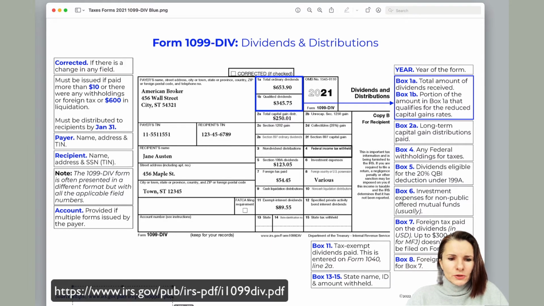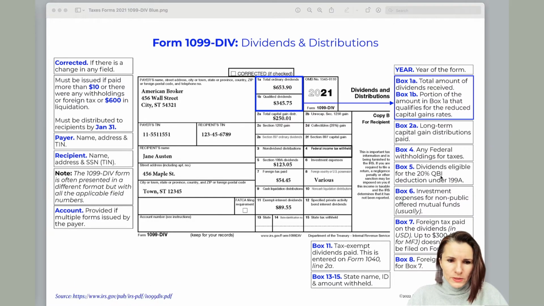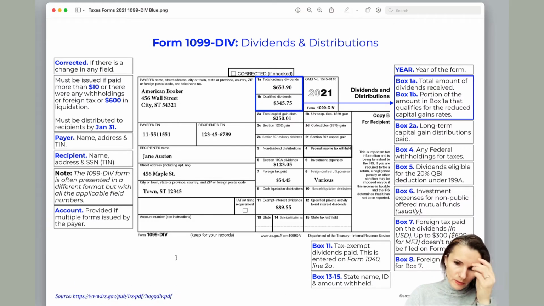Now there's an instruction link at the bottom, and there's a booklet. They have a whole PDF that basically goes over where you can find more information on the IRS website.